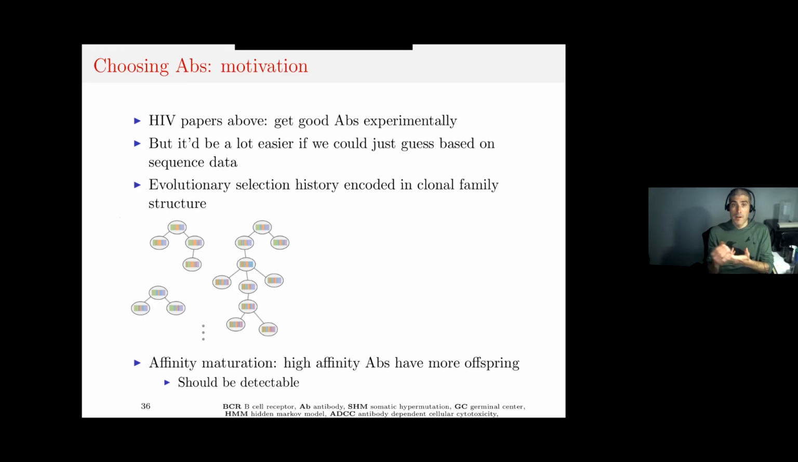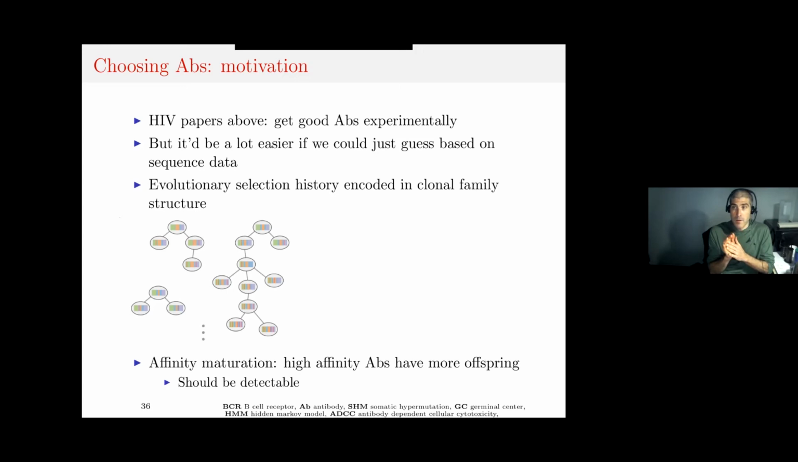It would be really great if there was a way that we could just use the sequencing data to predict which of those sequences in the deep sequencing data code for high affinity antibodies, because a lot of times we already have that data sitting around and we know some of those sequences surely code for high affinity antibodies.